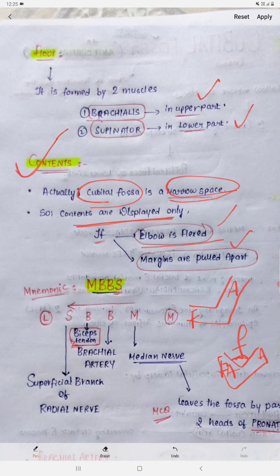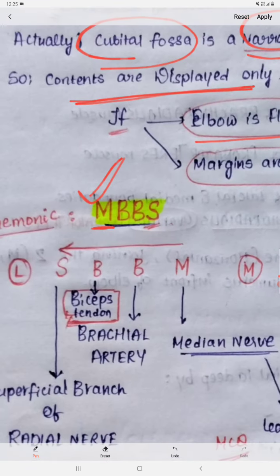And there is a mnemonic to remember the contents from the medial to lateral side. MBBS, that is the course we are doing now. M means the median nerve, B means the brachial artery, and the other B is the biceps tendon, and then S is the superficial branch of the radial nerve. So it starts with a nerve and ends with another nerve. Remember it like this also: the median nerve first, and the last one is the superficial branch of the radial nerve.